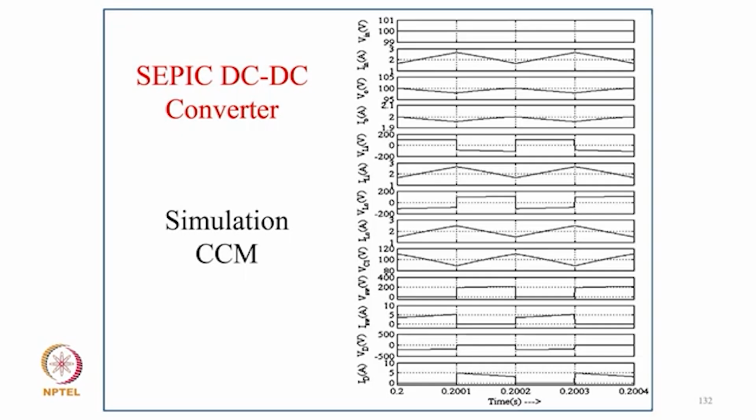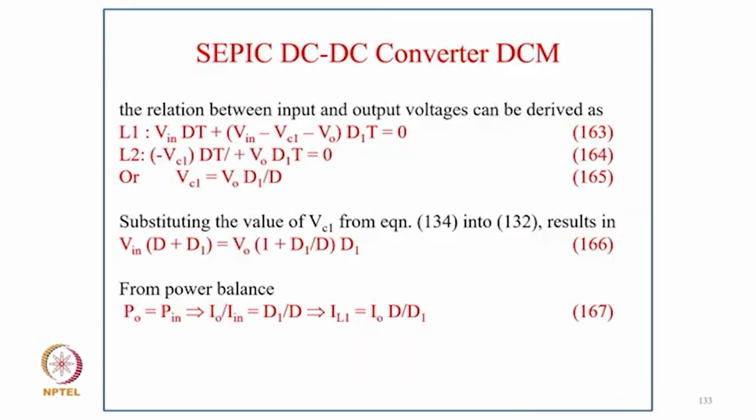So these are the typical waveforms in continuous conduction mode of the SEPIC DC-DC converter. As you can clearly see here, we have input voltage, input current, output voltage, output current, then input inductor current, output inductor current, and then capacitor voltage, energy transfer, and switch voltage, switch current, and diode voltage.